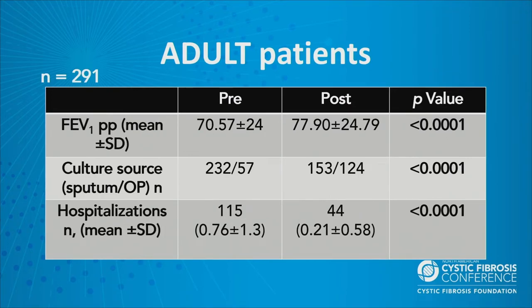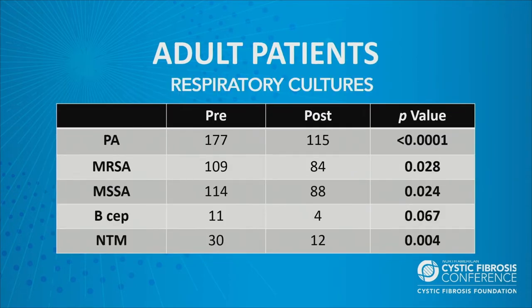Looking at the 291 adult patients in the data set, again, FEV1 percent predicted was significantly improved. Adults, as for children, were able to expectorate sputum less frequently for respiratory culture, and adults were also hospitalized less often post-ETI. Looking at the adult sputum microbiology, again, the prevalence of Pseudomonas was decreased, as was MRSA and MSSA, as well as non-tuberculous mycobacteria, but not Burkholderia cepacia. So it was interesting that the adults had lesser isolation of MSSA, but not children.